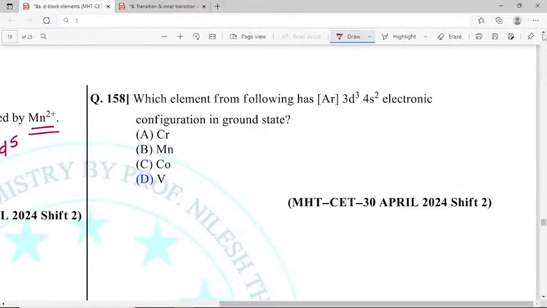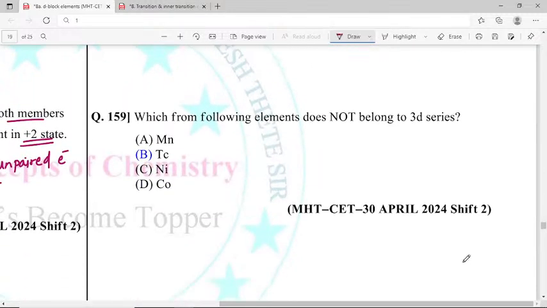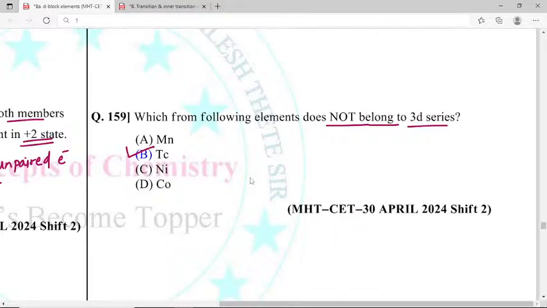Which element is argon 18 plus 3 plus 2? How much is the atomic number? 23, so 23 is vanadium. Next: which of the following elements does not belong to the 3d series? Tc, technetium. Technetium is not a 3d series element.